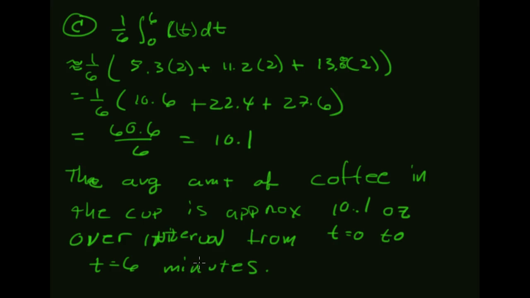All right, so we got part D to go in this. All right, so let's look at part D. Part D, the amount of coffee in the cup in ounces is modeled by this B now. Using this model, find the rate at which the coffee in the cup is changing at time t equals 5. So literally, we need the derivative at time t equals 5.